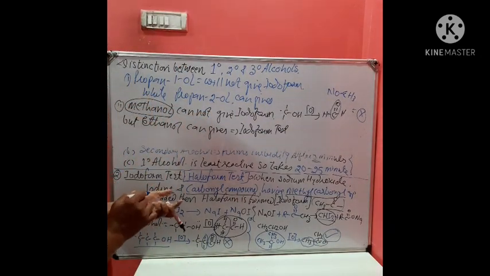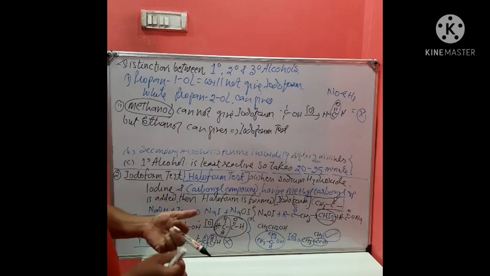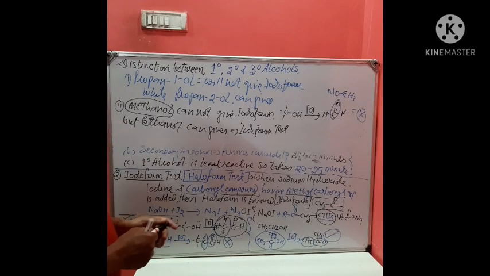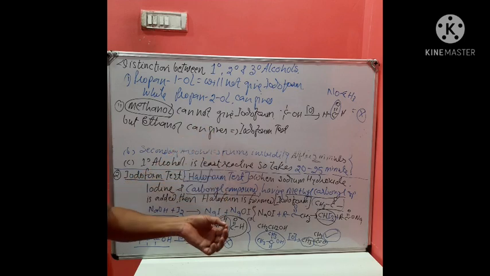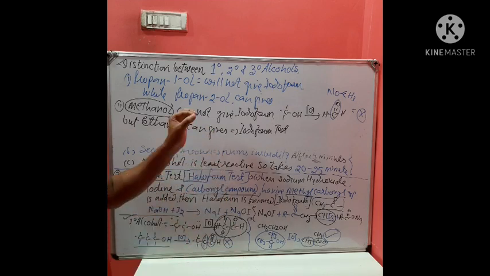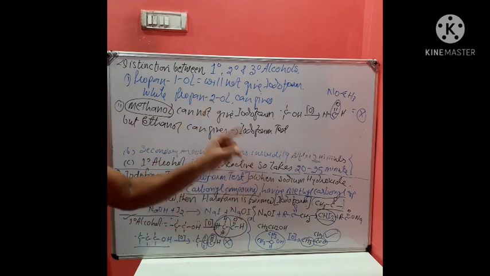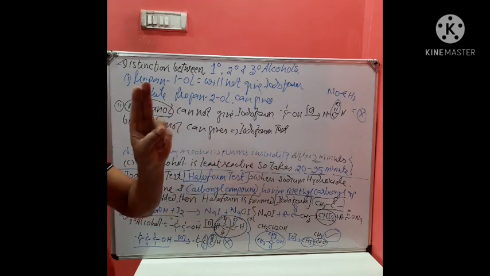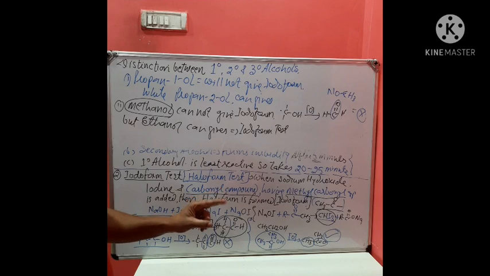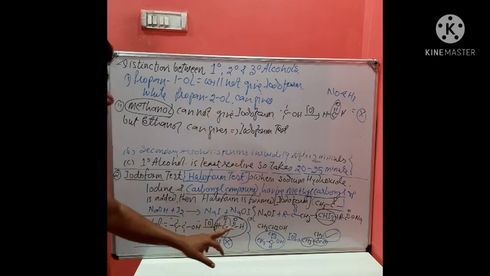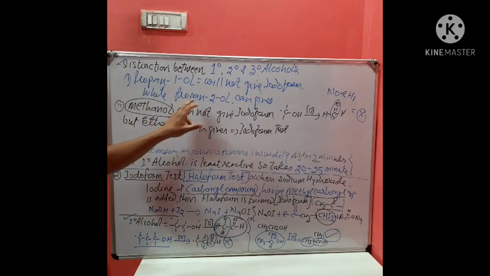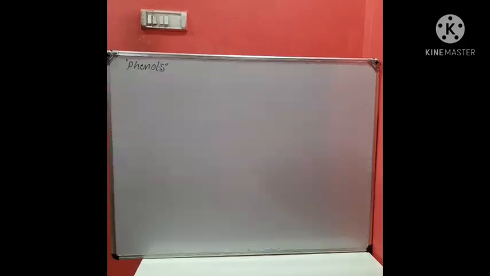So in this way we can distinguish primary and secondary alcohols, or methanol, ethanol and propanol. Between methanol, ethanol and propane 1 ol, only ethanol can give the test. Methanol and propane 1 ol cannot, but propane 2 ol can give the iodoform test.